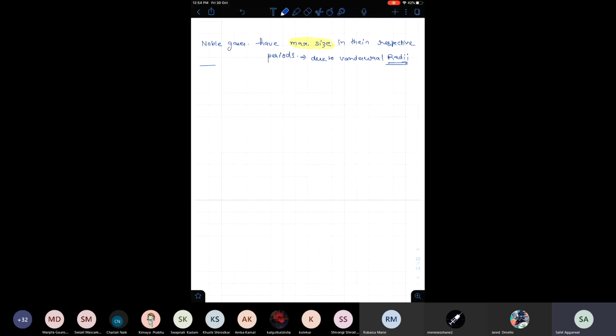Okay, so size decreases from left to right till the 17th group. Understood?